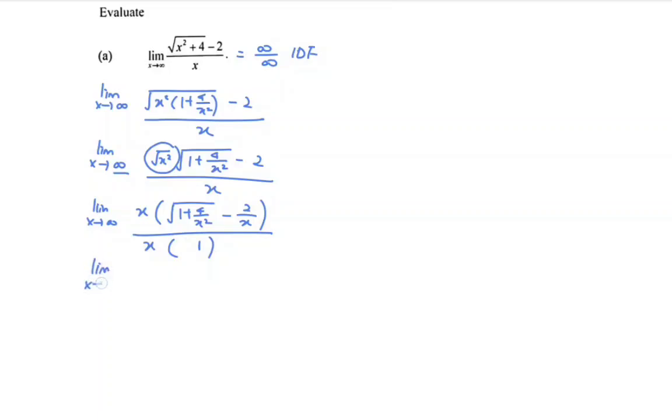Limit as x approaches infinity, we have the square root of 1 plus 4 over x squared minus 2 over x, over 1. Next is to substitute the infinity. Then we will have 0 here, and also 0 here. So we have y approaching the 1.